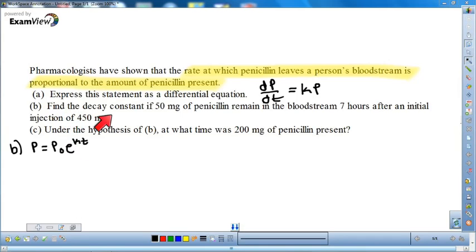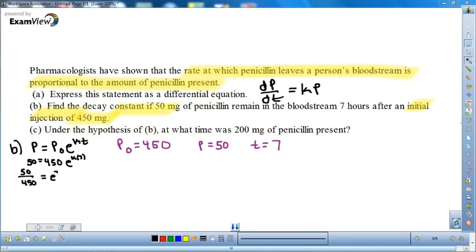So we're trying to find the decay constant K if we know that 50 milligrams of penicillin remain in the bloodstream 7 hours later, and you have an initial injection of 450 milligrams. So P sub 0 is going to be 450, and P equals 50 when T equals 7. So I'm going to substitute all that into my equation to find K. I'm going to divide by 450, take the ln of both sides, and K ends up being negative 0.3138.